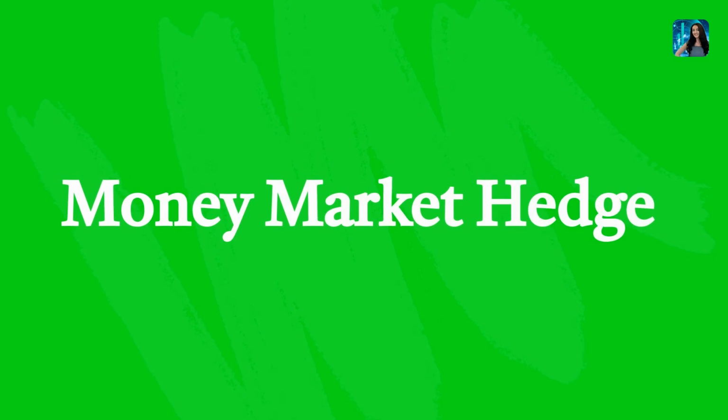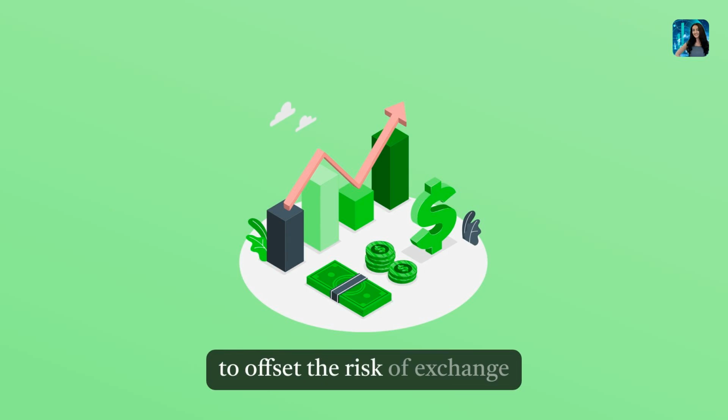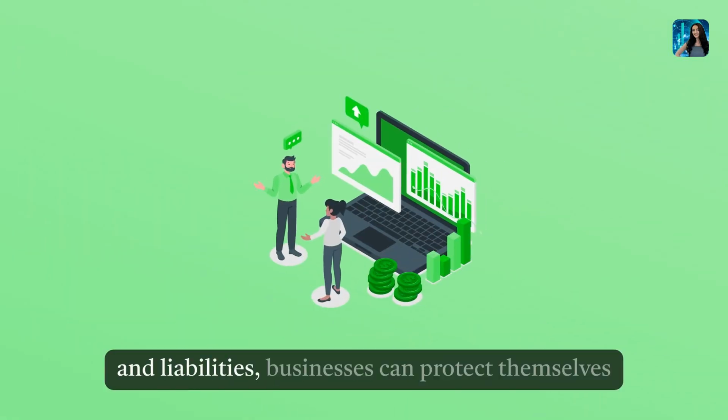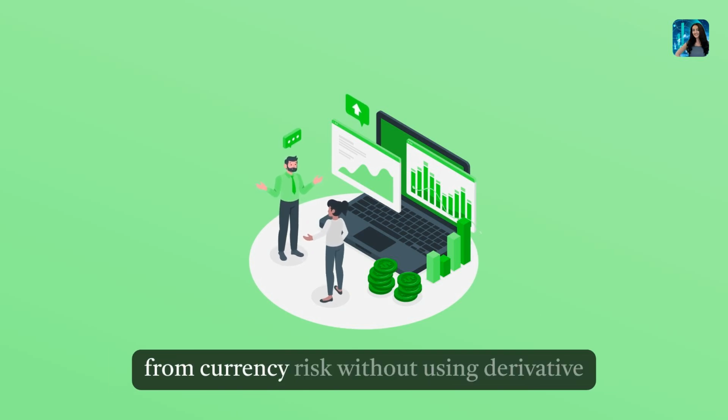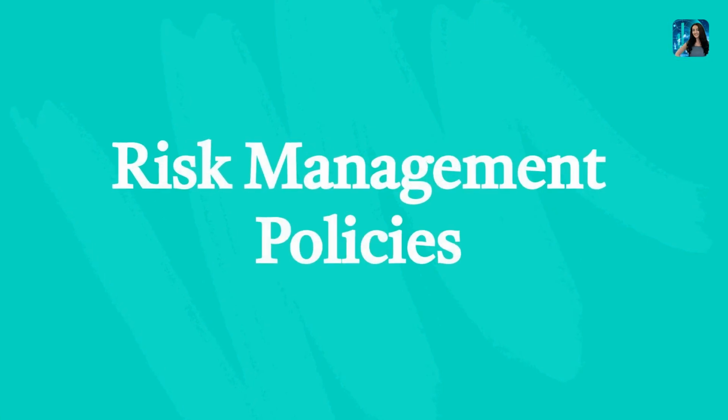Money market hedge. A money market hedge involves borrowing or lending in a foreign currency to offset the risk of exchange rate fluctuations. By matching the currency of assets and liabilities, businesses can protect themselves from currency risk without using derivative instruments.